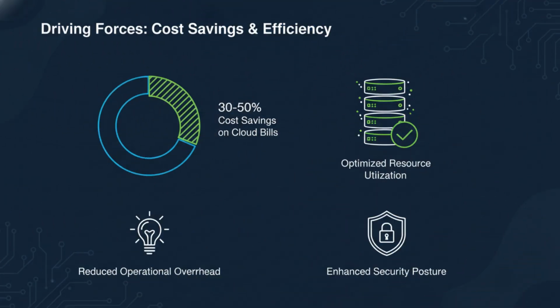The motivations for automating teardown are compelling. Foremost among them are the tangible financial benefits. We're talking about potential 30–50% cost savings on your cloud bills, simply by ensuring that resources are only consumed when actively needed. This leads to optimized resource utilization, eliminating wasted compute, storage, and networking capacity. Beyond cost, automation significantly reduces operational overhead. Your operations teams can focus on more strategic initiatives rather than manual cleanup tasks. Furthermore, a cleaner environment often correlates with an enhanced security posture, as there are fewer unused attack vectors lying around.